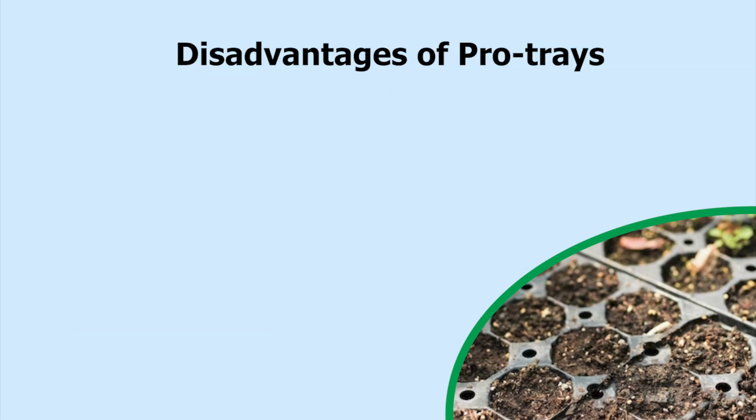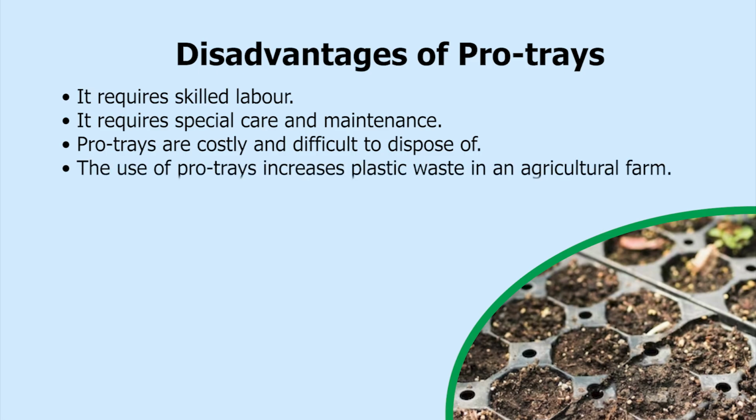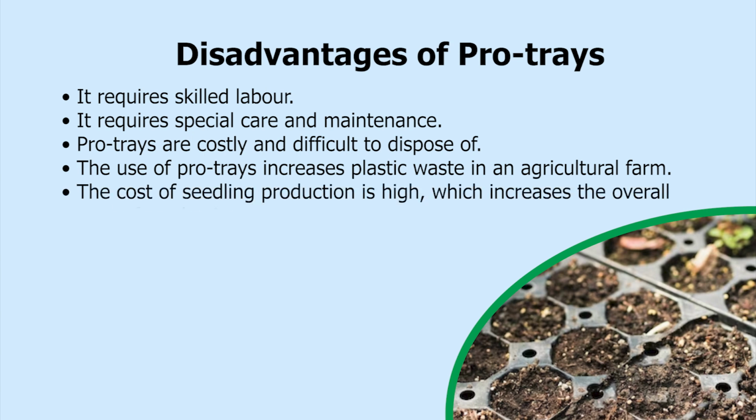Its disadvantages are the following: it requires skilled labor, it requires special care and maintenance, protrays are costly and difficult to dispose of, and the use of protrays increases plastic wastage in an agricultural farm. The cost of seedling production is high, which increases the overall cost of production.